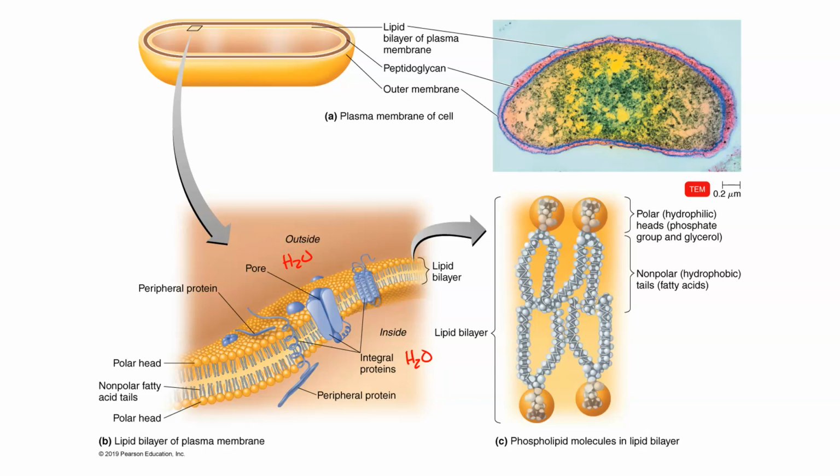Okay, there is water inside and outside of the cell. There is no water inside where the tails are. Okay, that is a zone of hydrophobicity. There are nonpolar fatty acids in that particular zone. We do not want water, and we'll talk about how water gets in a minute.